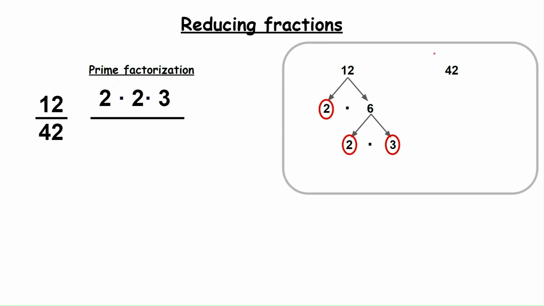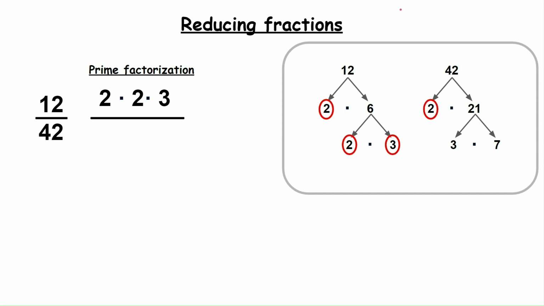Next, 42. Two numbers that can be multiplied together to equal 42 are 2 and 21. Again, 2 is a prime number, so we're going to go ahead and circle that one. 21, on the other hand, has multiple factors. So two numbers that we can multiply together to equal 21 are 3 and 7.